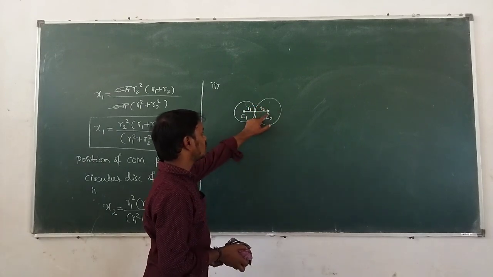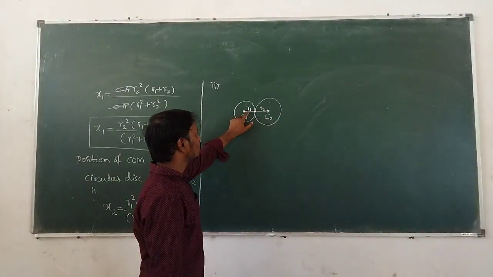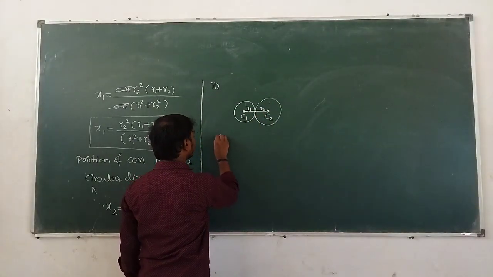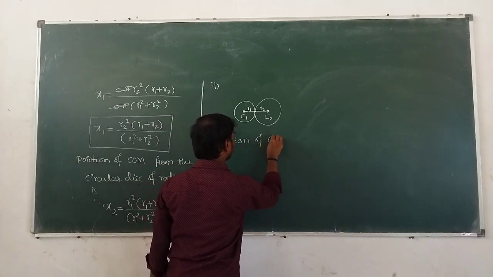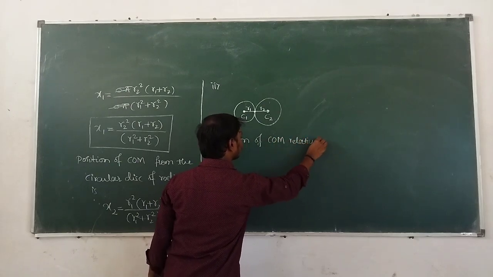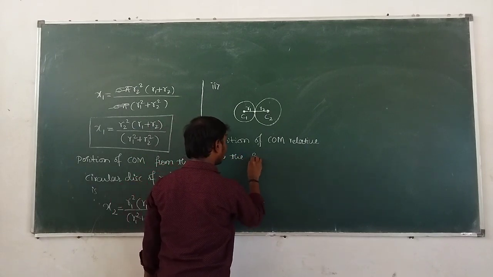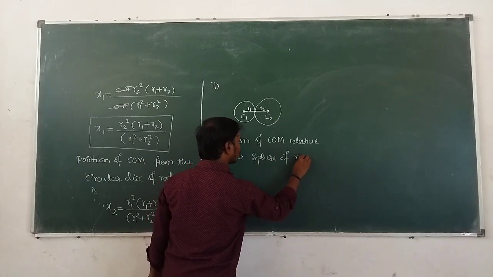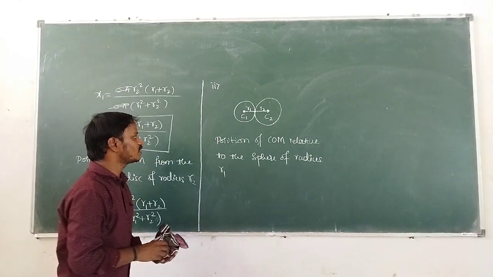The distance of the center of the second sphere from the first sphere is nothing but r1 plus r2. Then, the position of the center of mass relative to the first sphere, the sphere of radius r1.